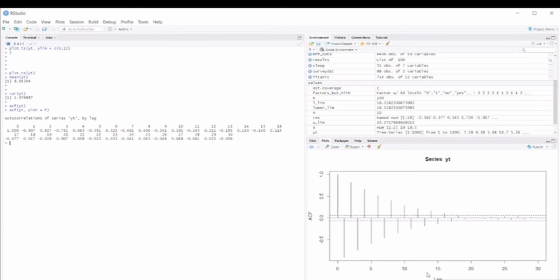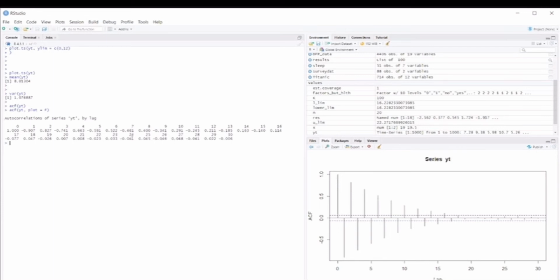Don't forget, here I have lags from 0 to 30, right? So each of these values represents the autocorrelation value at a particular lag. That is how you're going to get it. And don't forget, this is the sample autocorrelation at different lags.